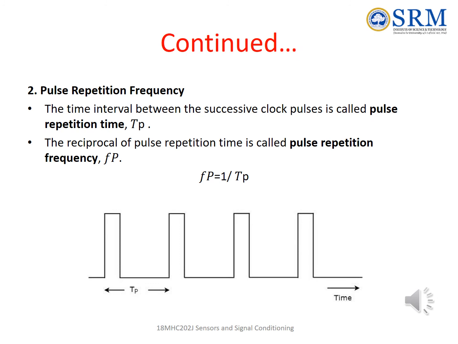The second one is the pulse repetition frequency. Radar signals should be transmitted at every clock pulse. The duration between the two clock pulses should be properly chosen in such a way that the echo signal corresponding to present clock pulse should be received before the next clock pulse. As shown in the figure, radar transmits a periodic signal with a series of narrow rectangular shaped pulses. The time interval between the successive clock pulses is called the pulse repetition time, and the reciprocal is known as pulse repetition frequency. This is denoted by fp, which is equal to 1 by Tp.